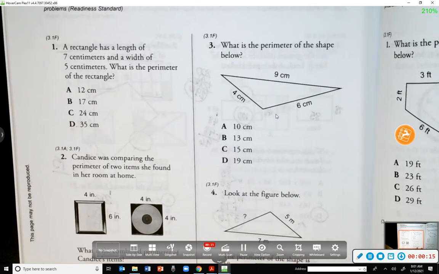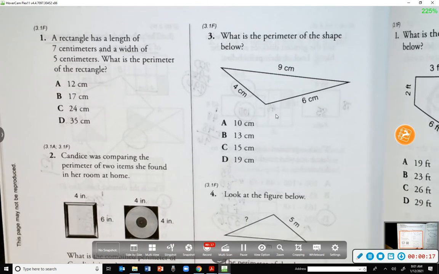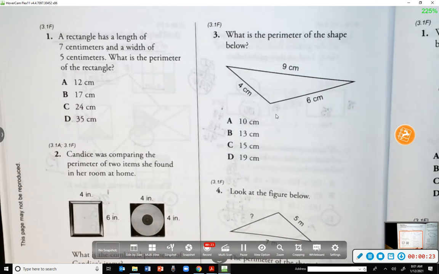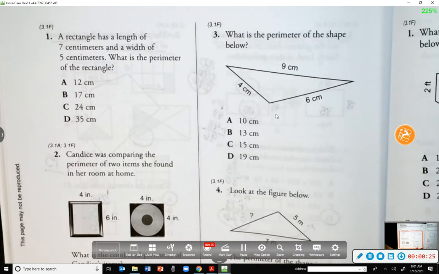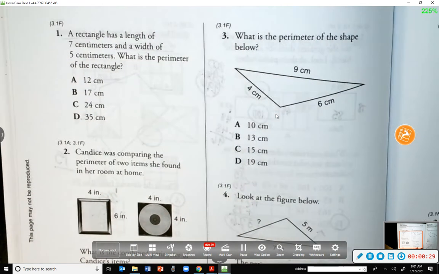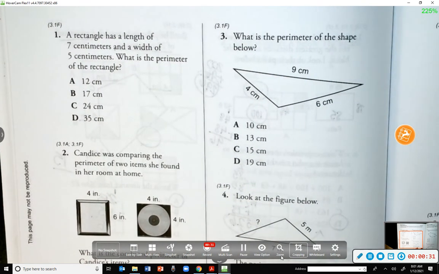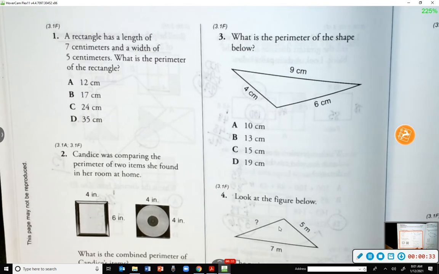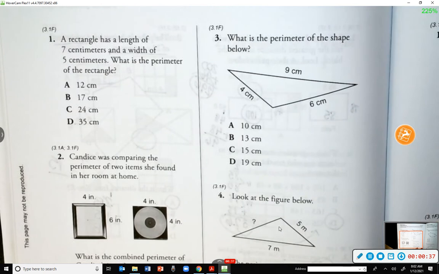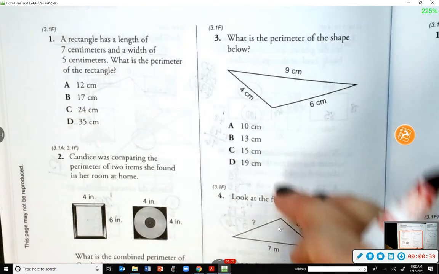Okay, so number 1 says a rectangle has a length of 7 centimeters and a width of 5 centimeters. What is the perimeter? Who wants to tell me what they got? Kelsey, what'd you get? 35. Okay, so how did you get that? I multiplied 7 times 5. Okay.